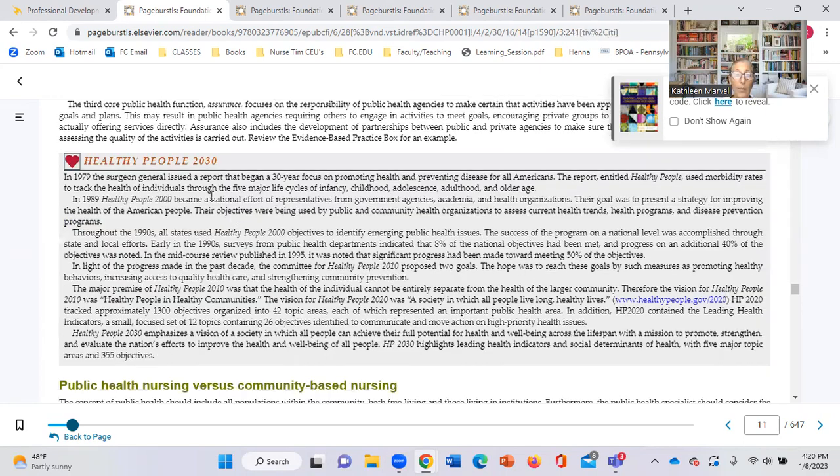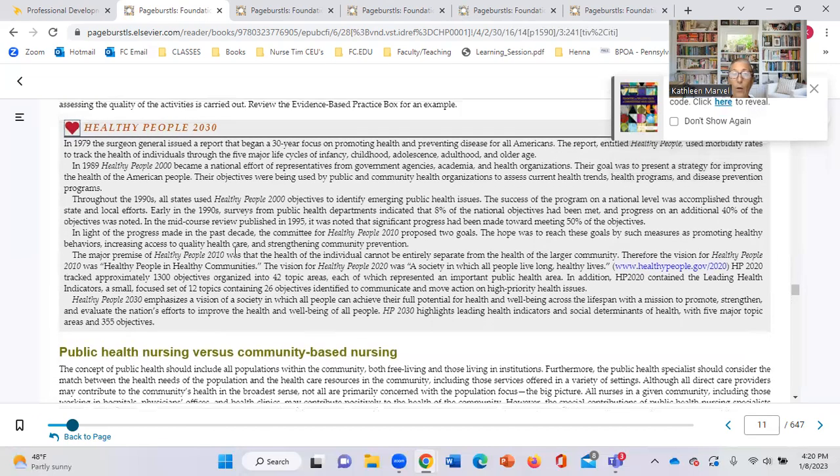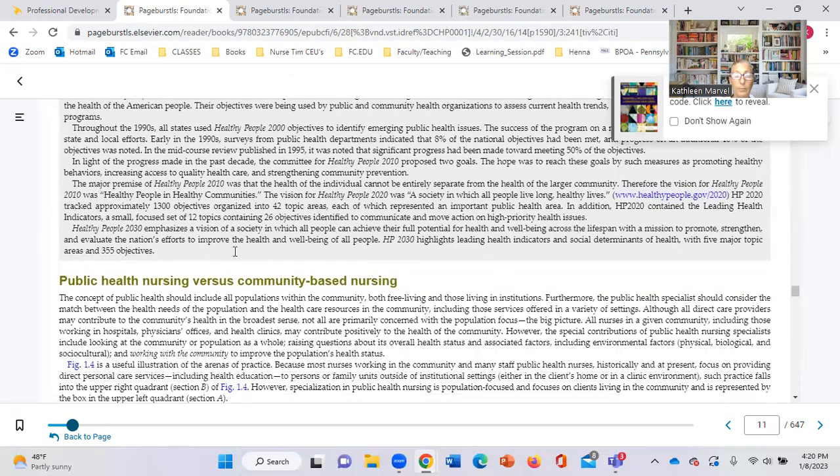Here's a great summary of Healthy People 2030. This is a national program that started in 1979. We've gone through Healthy People 2000, Healthy People 2010, Healthy People 2020, and now we're at Healthy People 2030. So there's a nice summary of what Healthy People 2030 is.